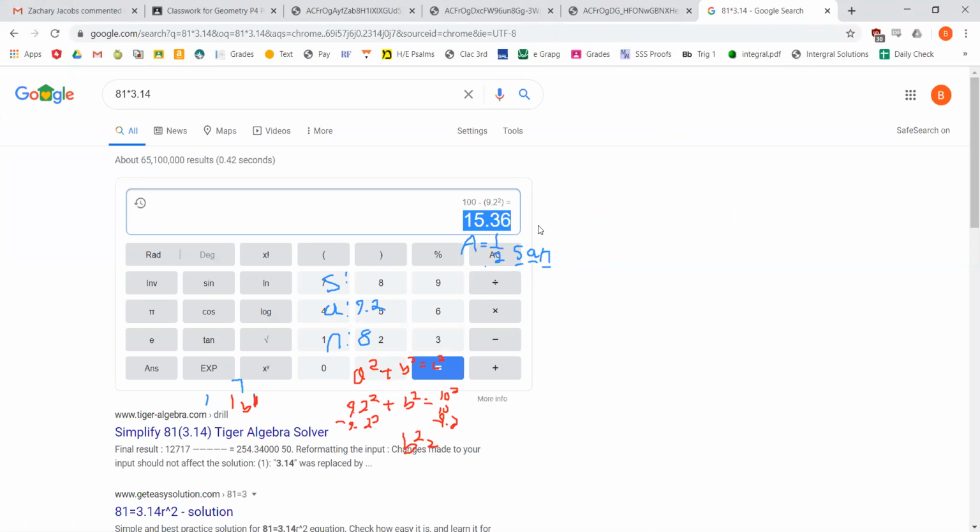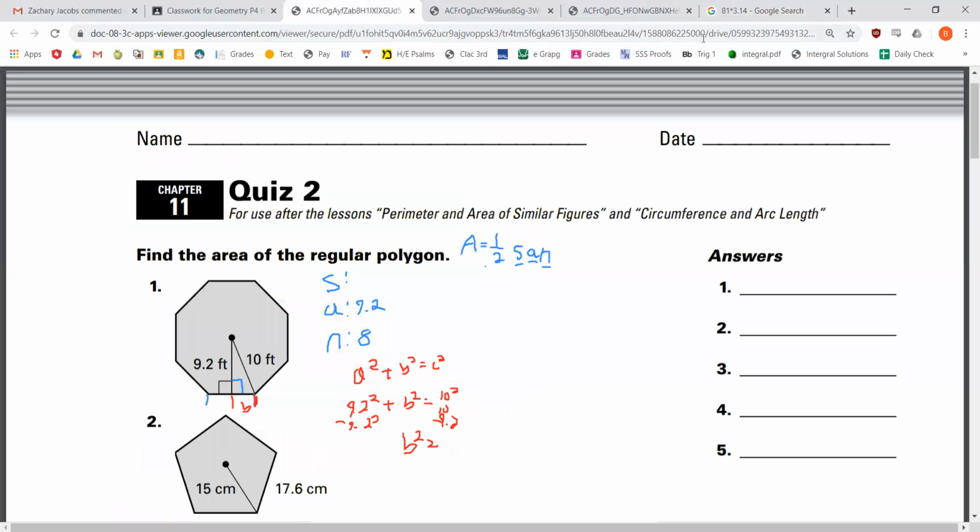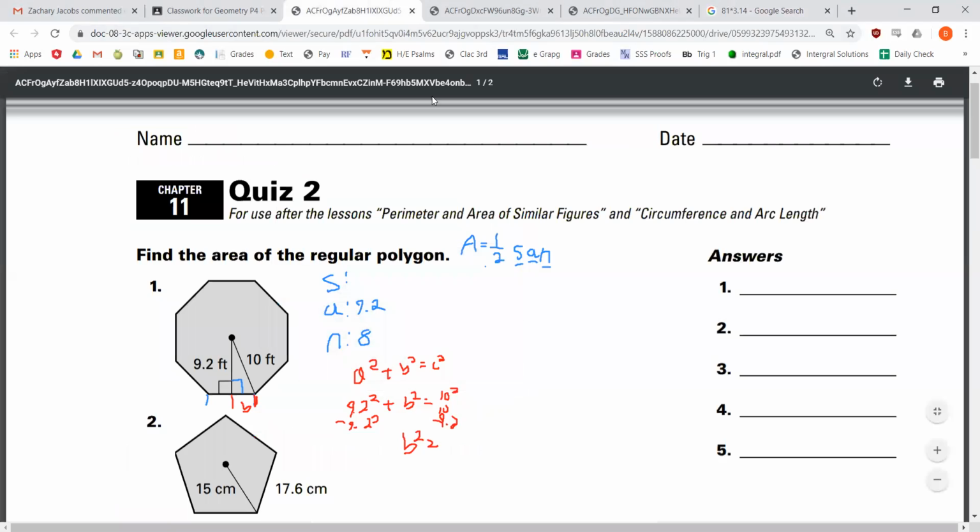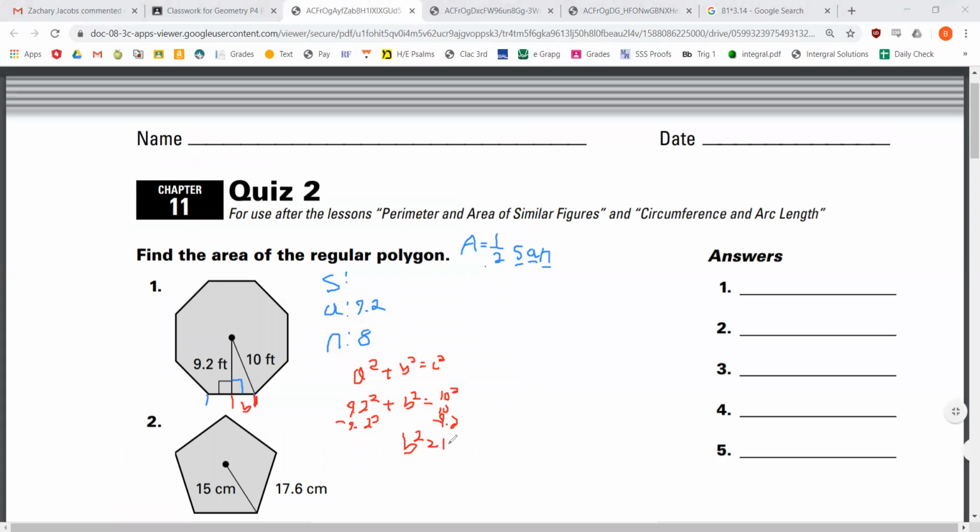If you just subtract what you just said, 100 minus 84.64, okay, I got that. Now square root. Yeah, so you got 15.36. So let me just write that down. So you got 15.36. But we didn't find b. We found what b squared is. So what do we have to do to both sides? Callie, what do we have to do to both sides to get rid of that?